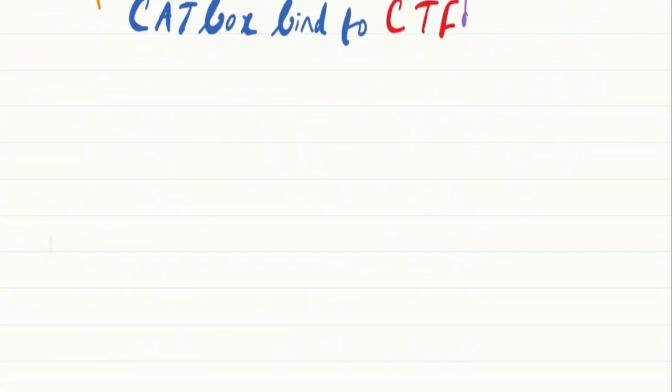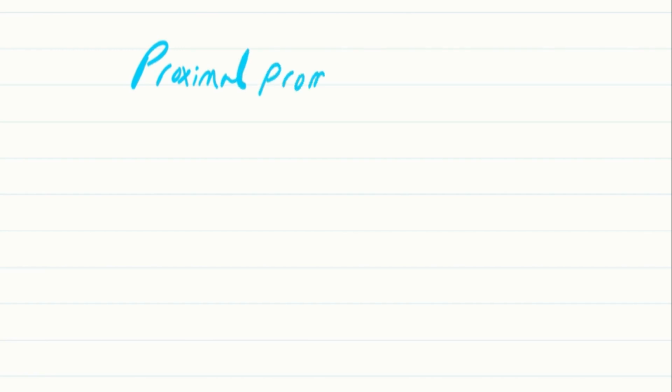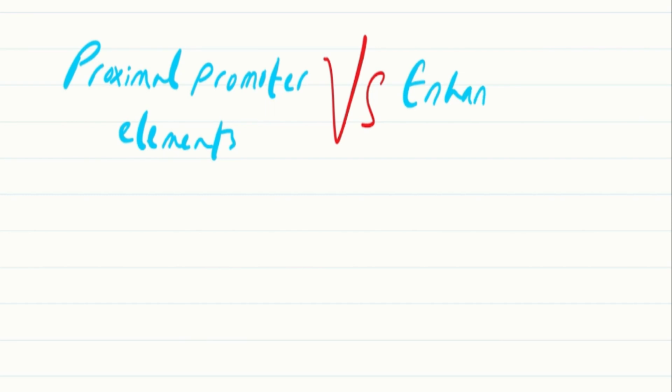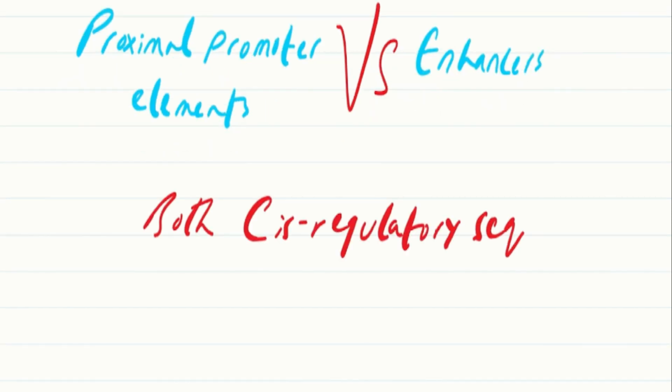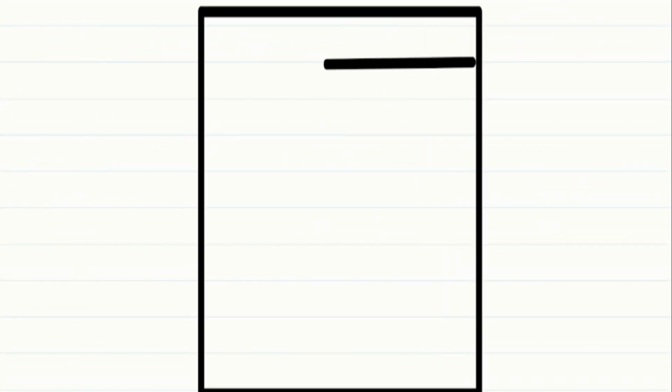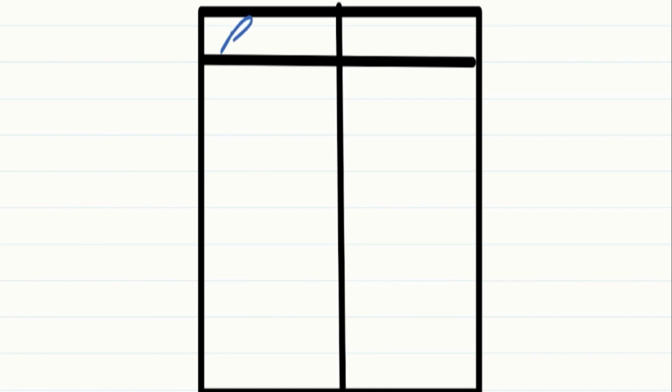Another query that you might have, if you have already studied enhancers, is what is the difference between proximal promoter elements and enhancers? I mean, they are both cis-regulatory sequences, so if they both enhance the transcription of a specific gene, then why do we even have two? We could be fine with just one of them, right? So now let's discuss this query.